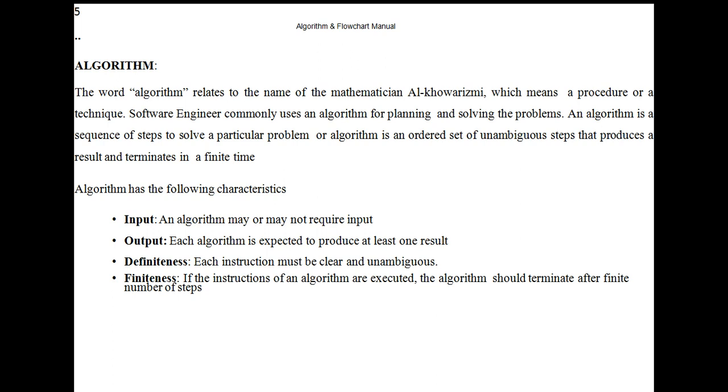The first one is input. An algorithm may or may not require input. The second one is output: each algorithm is expected to produce at least one result. The third is definiteness: each instruction must be clear and unambiguous. And the fourth one is finiteness: if the instructions of an algorithm are executed, it should terminate after a finite number of steps. These are the four important characteristics of an algorithm.